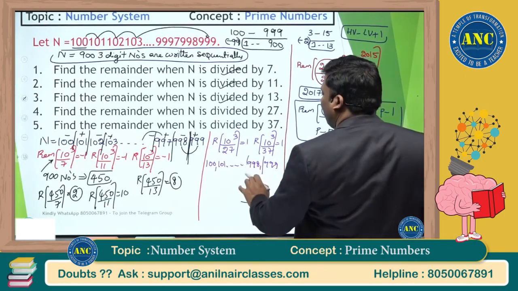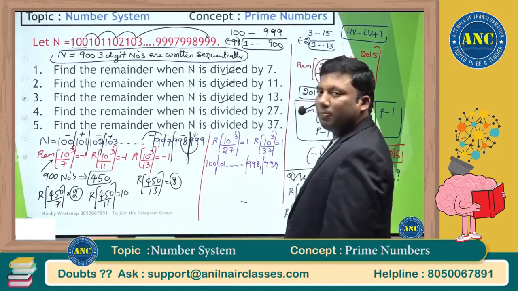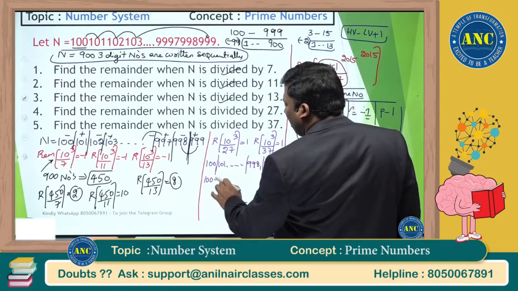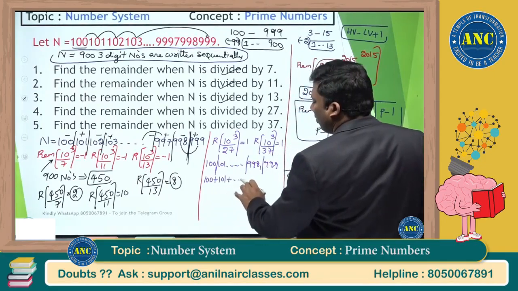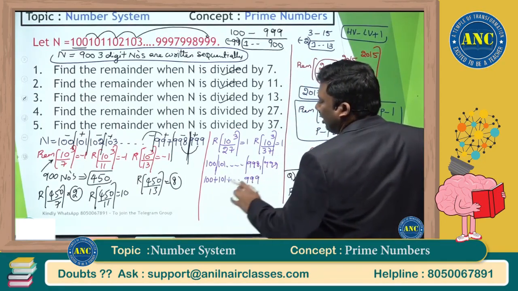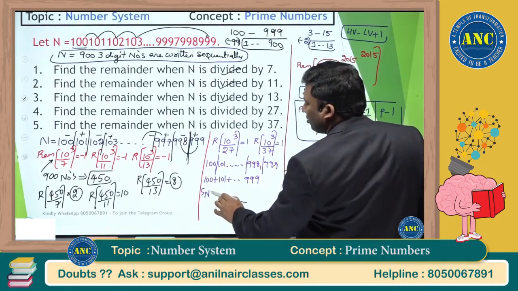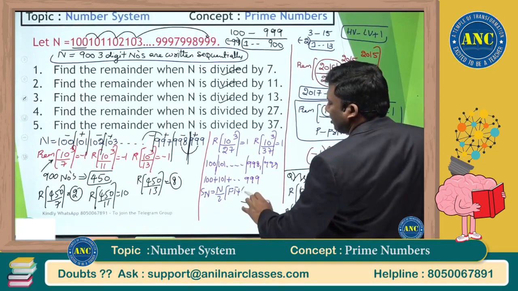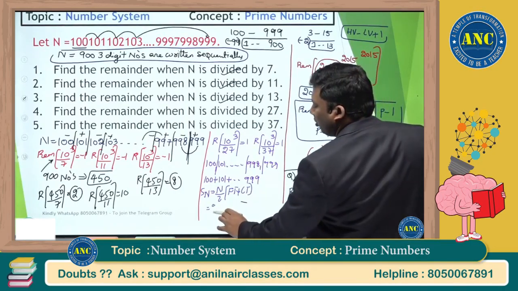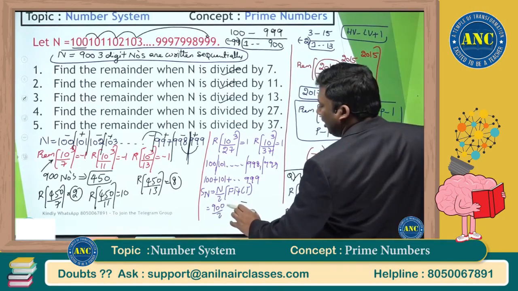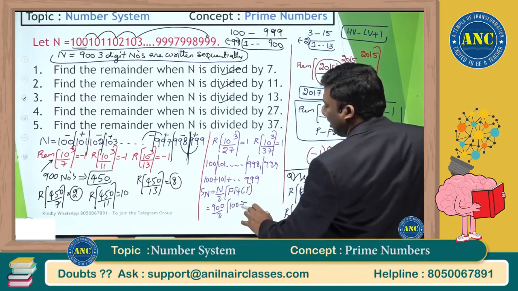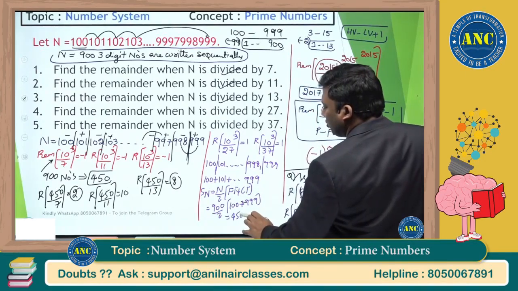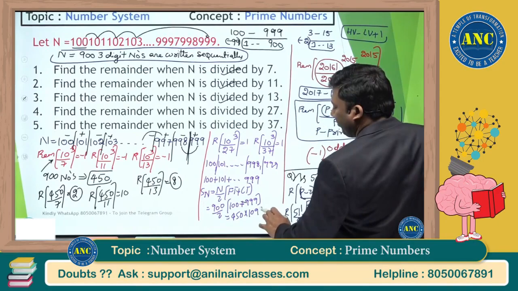Take a group of 3 digits and add them. So what will be the answer? The answer will be 100 plus 101 and so on up to 999. It is in arithmetic progression. So Sn is n by 2 into first term plus last term. Total numbers are 900, so 900 by 2 into 100 plus 999. So 450 into 1099.